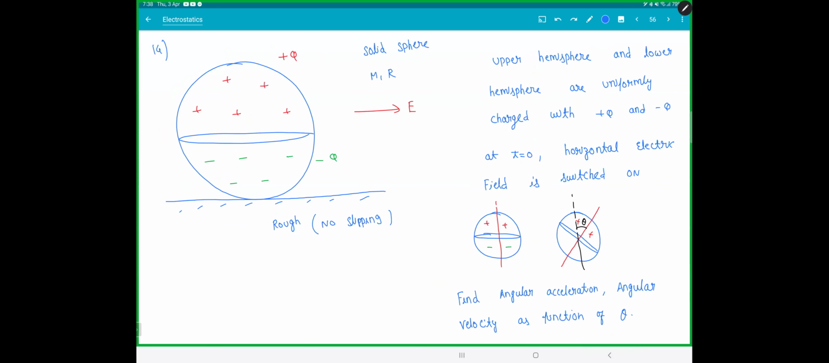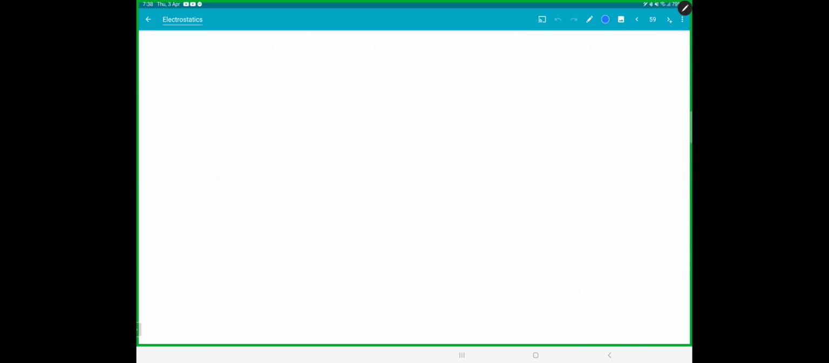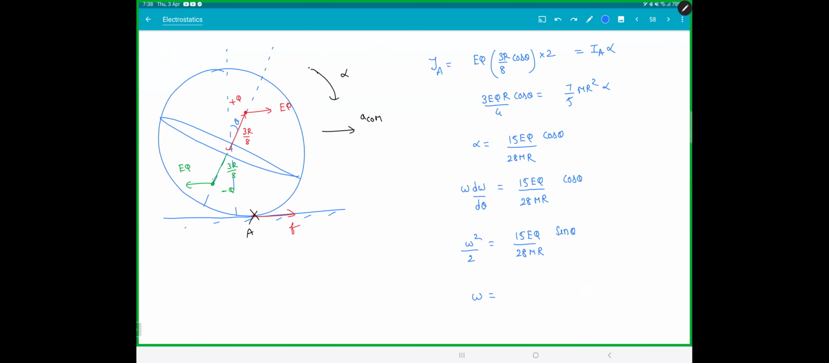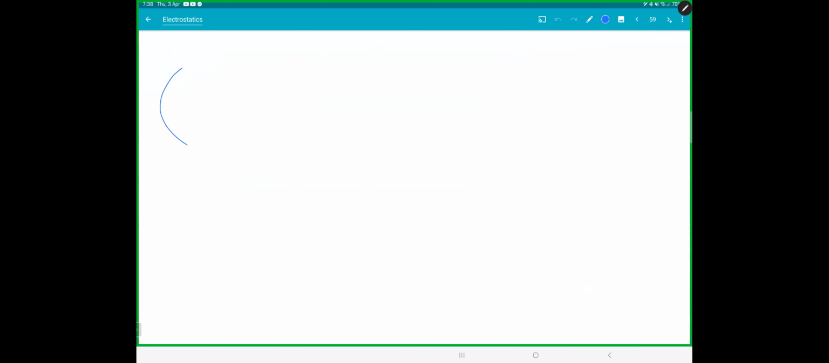Clear with this? Now, if I actually ask you how the motion looks, can you tell me how the motion will be? Will the sphere just keep rolling forever?